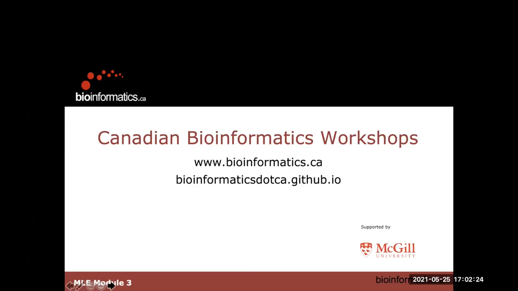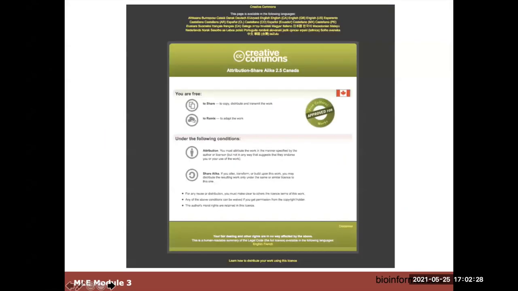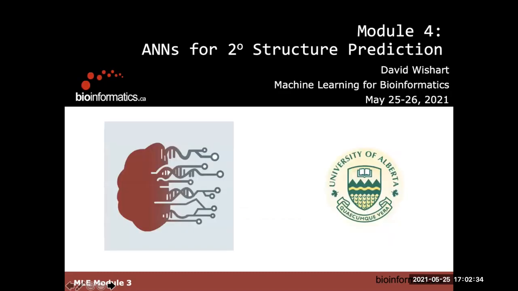So again, welcome to the fourth module for machine learning. This is under the Creative Commons license, share and share alike. And the focus for this module is on the use of neural networks for secondary structure prediction.